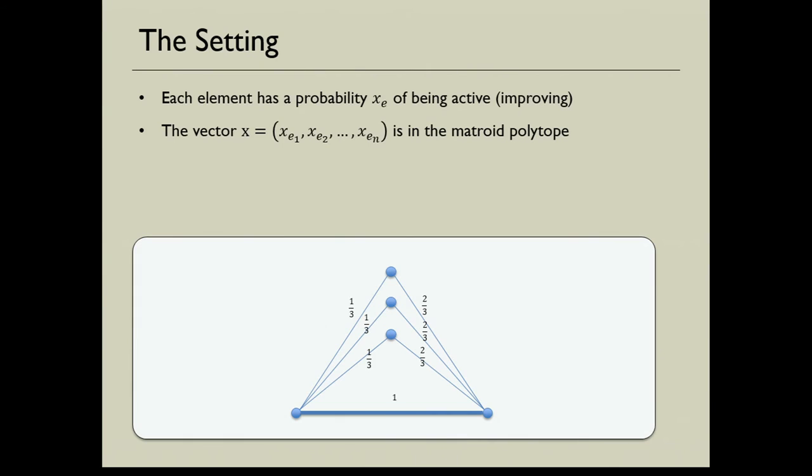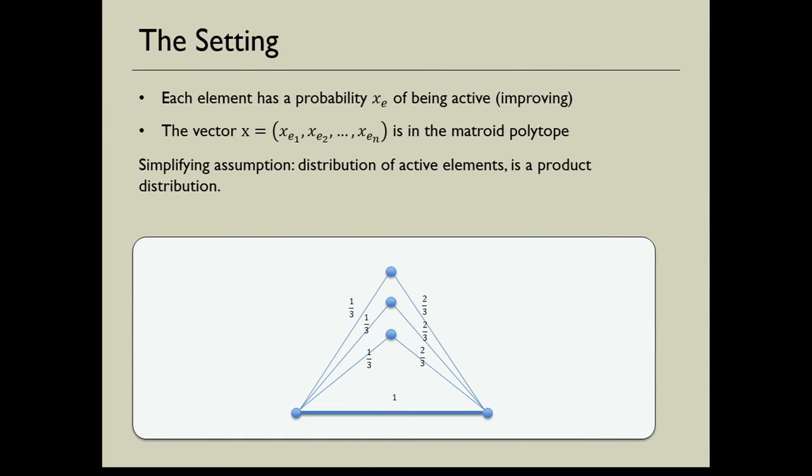So the setting: remember that each element has a probability of being improving, x sub e. I call it active now. And it turns out that if you do the calculations, the vector of the probabilities is actually feasible in the matroid polytope. So in the spanning tree case, it will just be a fractional spanning tree. So you can decompose it into a convex combination of spanning trees. So this is pretty nice. This says that if I have a trivial algorithm, at least fractionally it works. But the problem is that they appear together. So here's an example. This guy comes with 2/3, 2/3, 2/3, 1/3, 1/3, 1/3, and 1. So you see that this can be decomposed into two spanning trees.